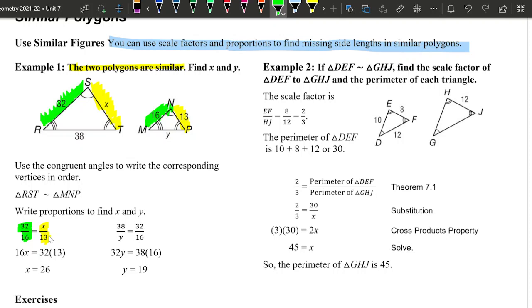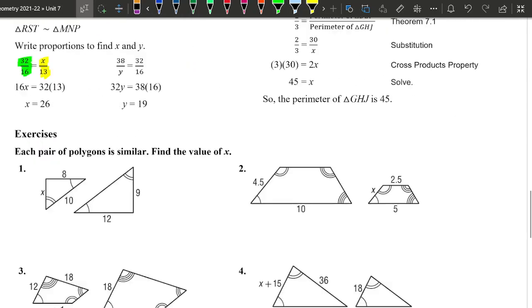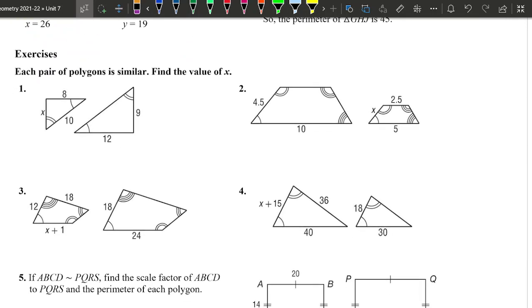And from there, you're just solving for x. You could do it the way the paper shows with the cross product property, cross multiply and divide. Or really, since x is in the numerator, you just multiply by 13. 32 times 13 divided by 16, it'll give you 26. And then you can do the same thing to find y, using the y and the 38. All right, I'm not going to go over the second example. I'm just going to go to the exercises.